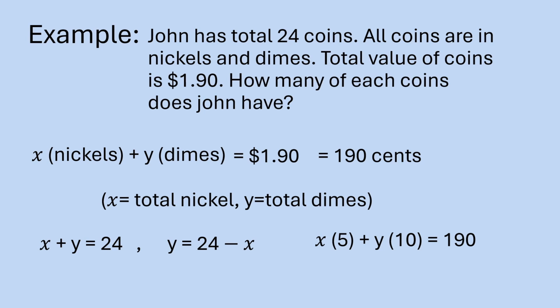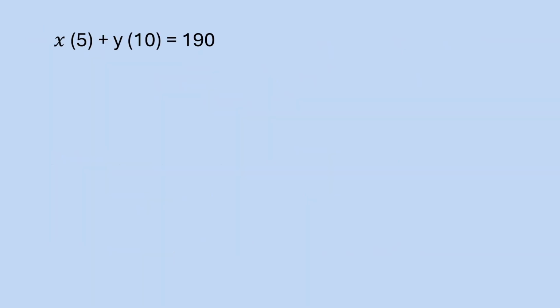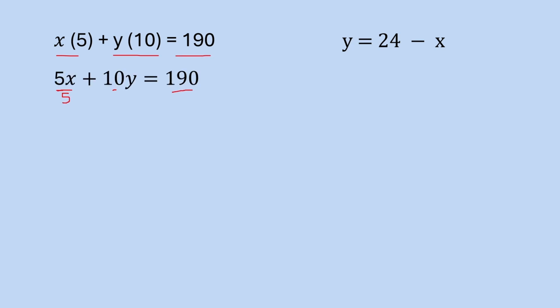Now we will simplify the equation. So we will use y is equal to 24 minus x and this equation for further simplification. So this is the one equation and this is the second equation. Here 5x plus 10y is equal to 190. On both sides we will divide by 5. So the next equation is x plus 2y is equal to 38.